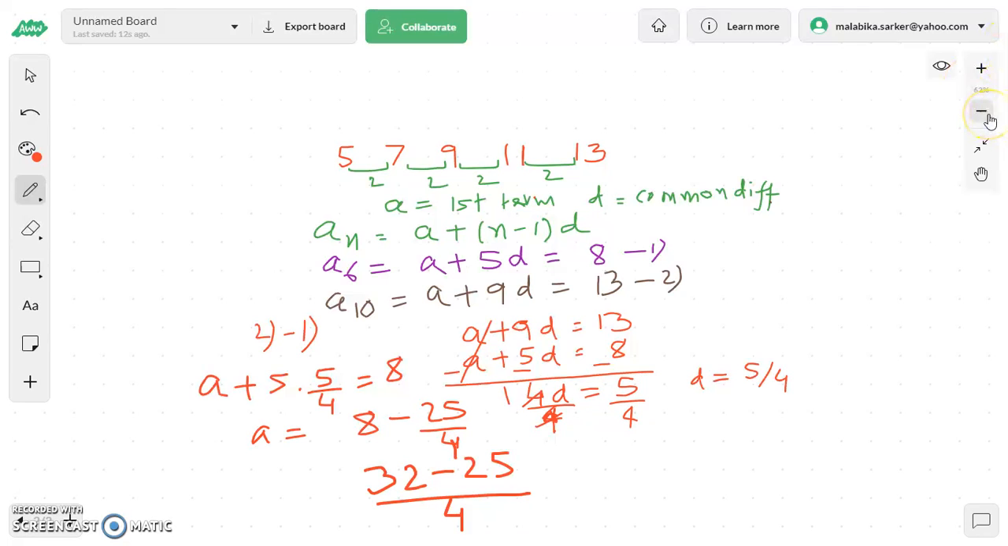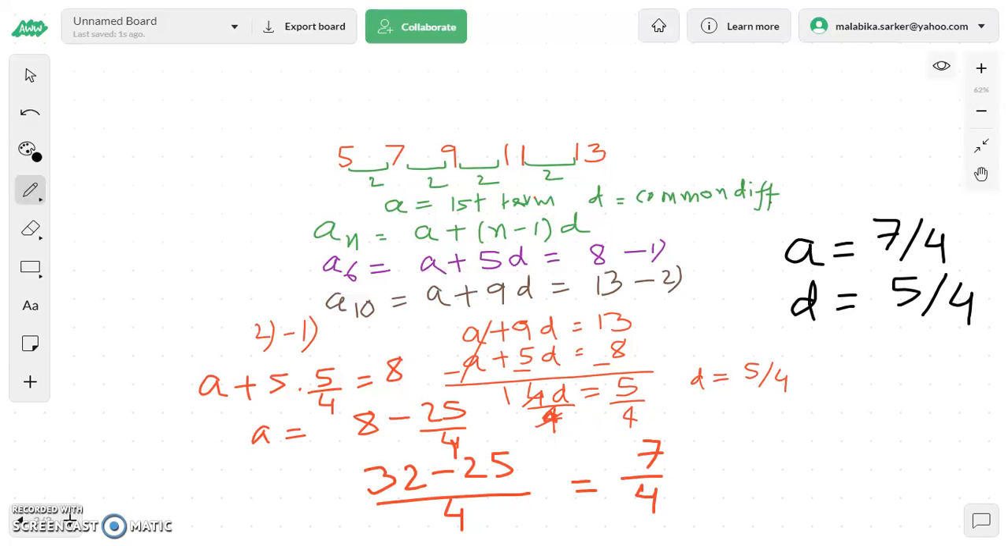Let us do that. So 32 minus 25 is 7. So it's easy, I'm just doing it verbally. You can use a calculator here if you want. So 7 by 4. So we got two things. One is A equals 7 by 4, the first term, and D, the common difference, is 5 by 4. So these two are very useful information.